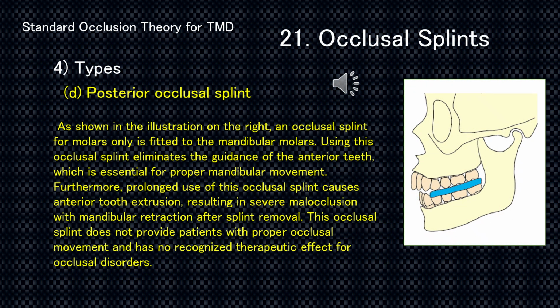D. Posterior occlusal splint. As shown in the illustration on the right, an occlusal splint for molars only is fitted to the mandibular molars. Using this occlusal splint eliminates the guidance of the anterior teeth, which is essential for proper mandibular movement. Furthermore, prolonged use of this occlusal splint causes anterior tooth extrusion, resulting in severe malocclusion with mandibular retraction after splint removal. This occlusal splint does not provide patients with proper occlusal movement and has no recognized therapeutic effect for occlusal disorders.